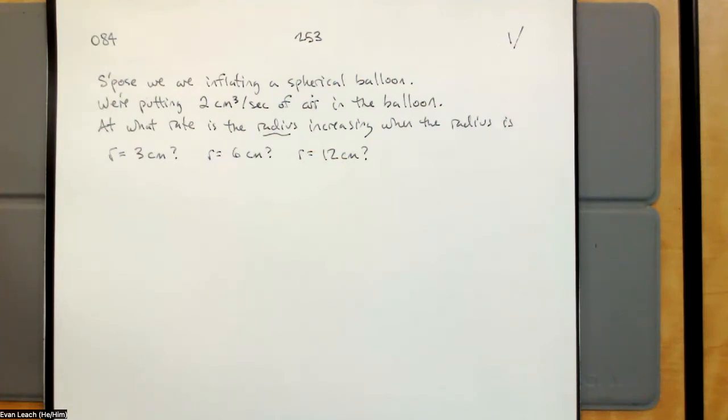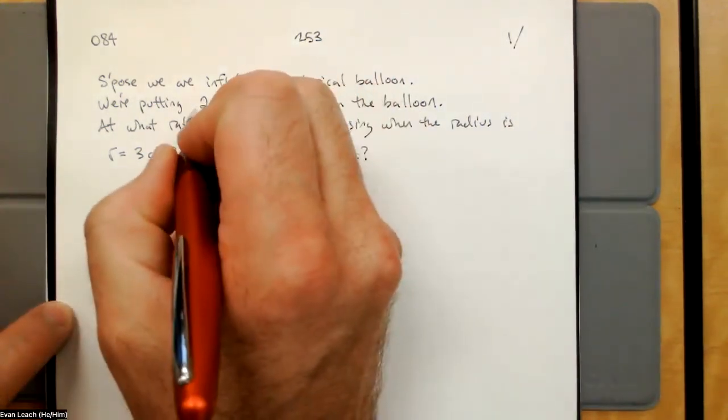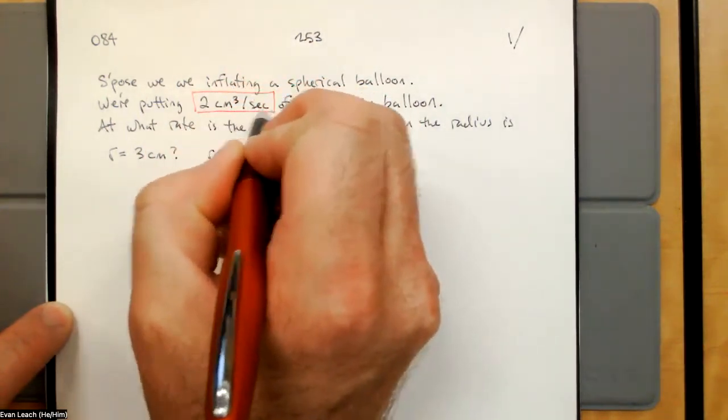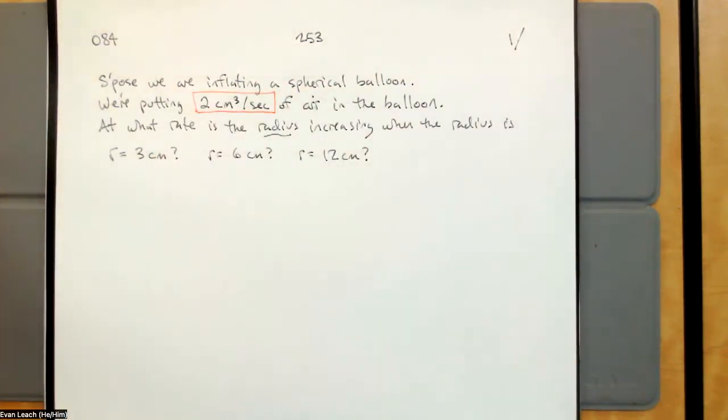So if we look at this problem, one of the rates is given and one of the rates will be constant. In this case, we're given a constant rate of 2 cubic centimeters per second. So this is how much the volume is changing with respect to time. So this is our given rate. We've got to give it a name. It's how the cubic centimeters are changing per unit of time. Cubic centimeters per second. 2 cubic centimeters per second.